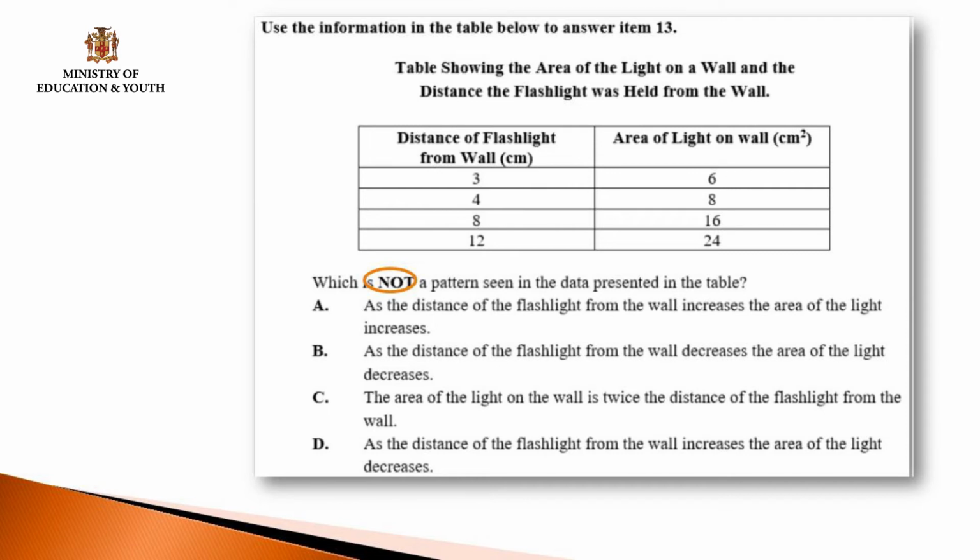So the last statement says, as the distance of the flashlight increases, the area of the light decreases. Did we see that pattern in the table? No, we didn't. What we saw was as the distance increased, the area of light increased. So D would then be our answer.